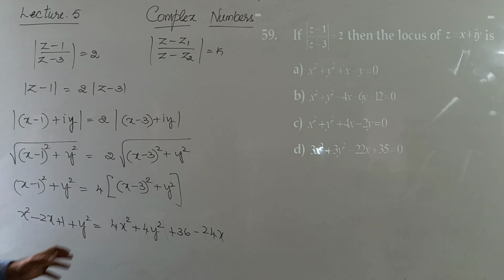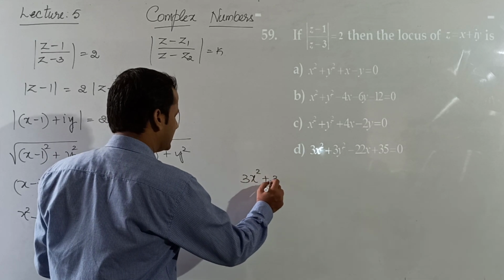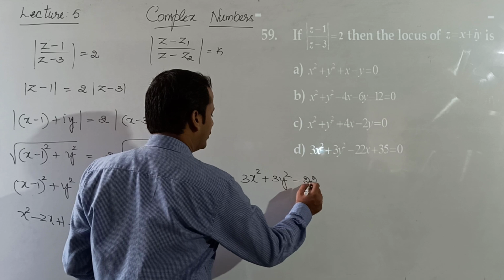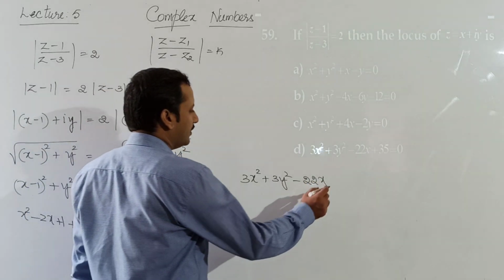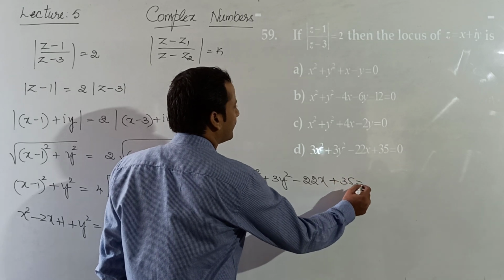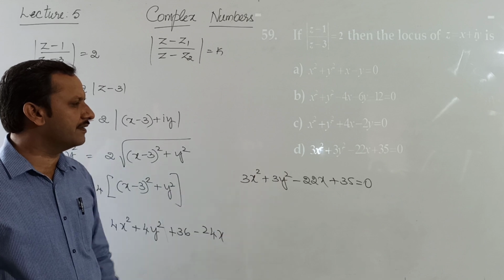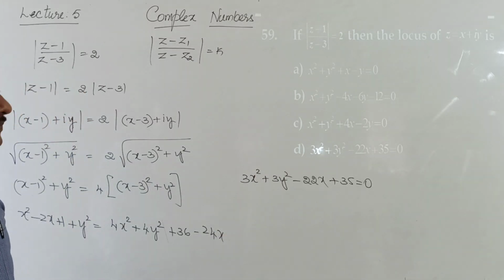Now take all of them to RHS, we get 3x square plus 3y square minus 22x plus 35 equal to this. Okay, 3x square plus 3y square minus 20x plus 35 equal to 0. Option D is the right answer.